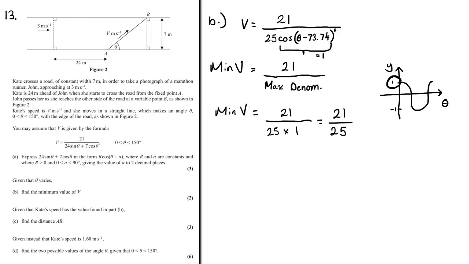Let's have a look at part C now, which essentially follows on from part B. We're given that Kate's speed has the value found in part B. So we know Kate's speed is this value here, 21 over 25. What I want to do is find the distance AB. So we now need to look at the diagram we've been given. We've got the point A here, and this point B, and I want to find this length.